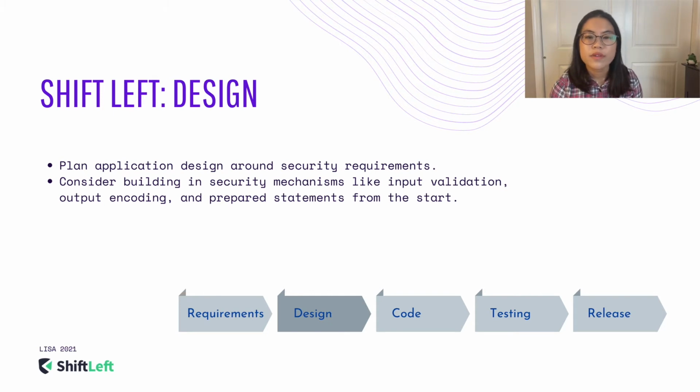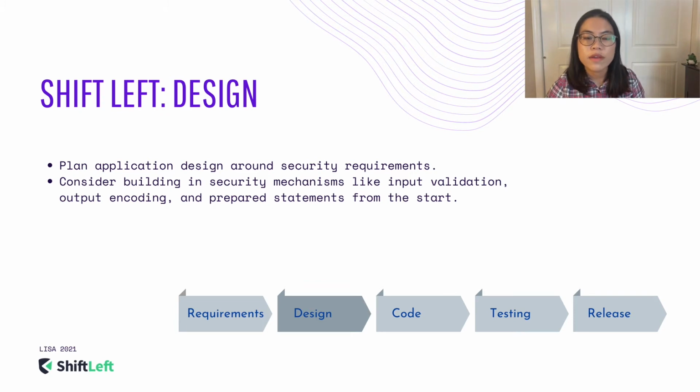So the next step is to plan the application design around the security requirements. So we can take the security requirements that we listed out in the requirements phase and then lay out the plan and figure out how to design the application around these requirements. In this phase, you're asking questions like, how should we implement authentication and authorization so that the people who have privileges can access the functionality and the people who shouldn't have privileges cannot?